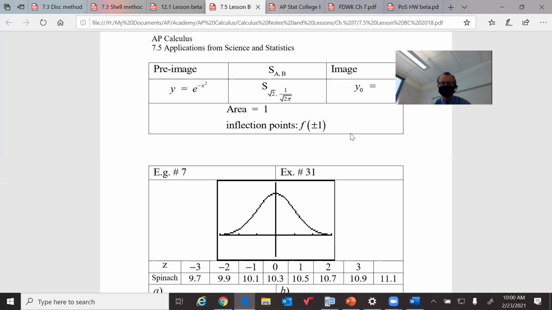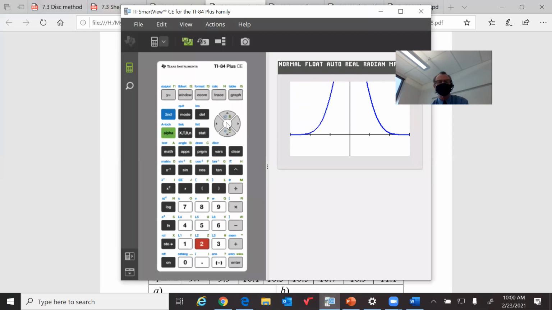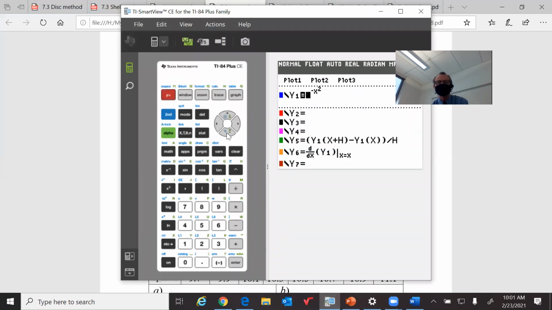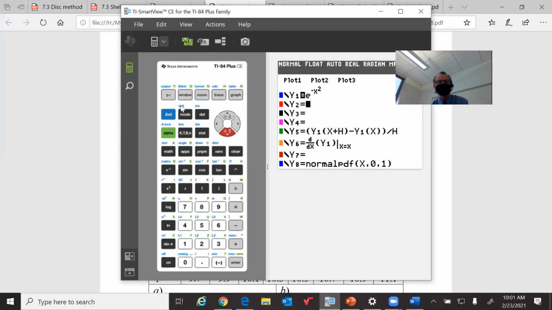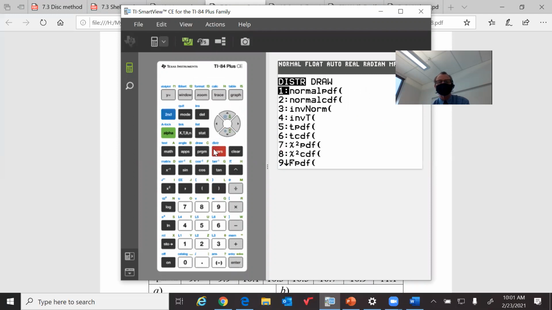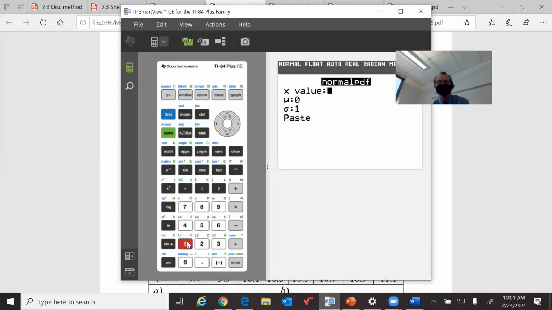So you go to y equals, and you get down to y2, and you type this. Second distribution, 1. Where the x value is x, the center is 0, and the step is 1.